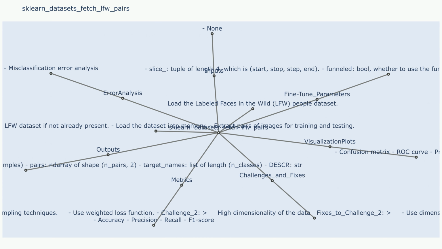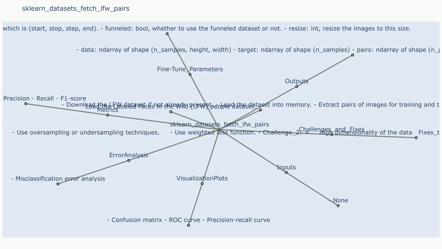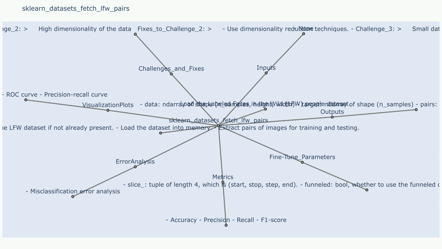Fixes to challenge 1. Oversampling: increase the number of similar pairs in the training set by duplicating or generating synthetic samples. Undersampling: reduce the number of different pairs in the training set. Weighted loss function: assign higher weights to similar pairs in the loss function to emphasize their importance during training.